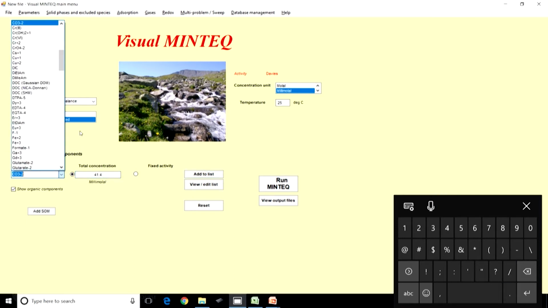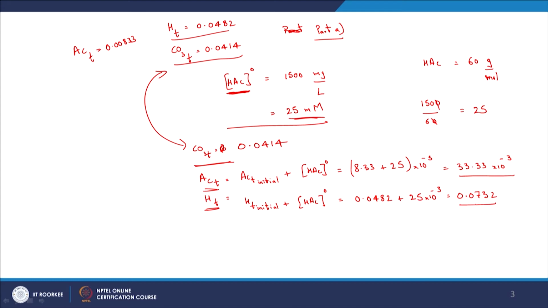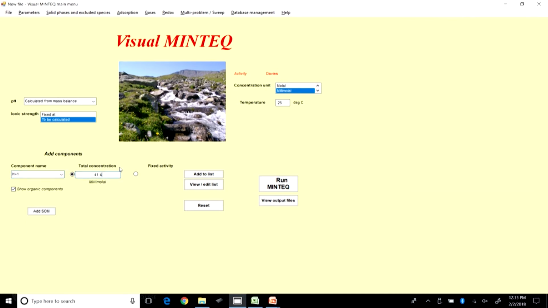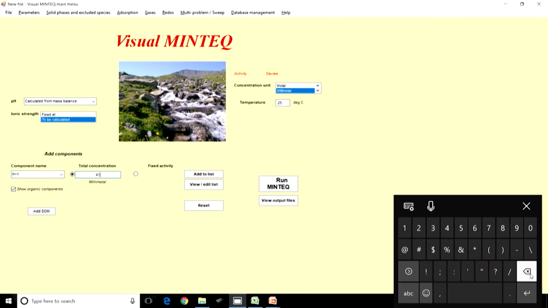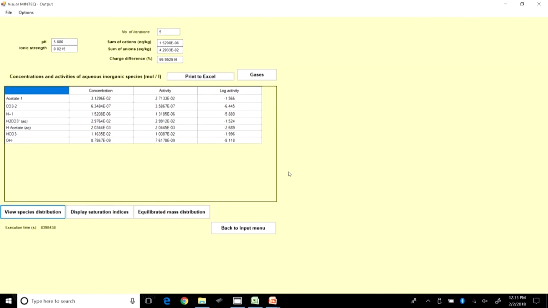Right, and now I need to plug in H total, I believe. And where is that? H total was equal to 73.2 into 10 power minus 3 millimolar. Right, I'm going to add that to list. Just check to make sure. Look right. Let's run it and see if we have made any errors, I guess. So right, run VMintech. And obviously now, seems okay. And what do you see now? Obviously, if you added acetic acid at 25 millimolar to a particular solution, we now see that the new pH has fallen down to 5.88, right?